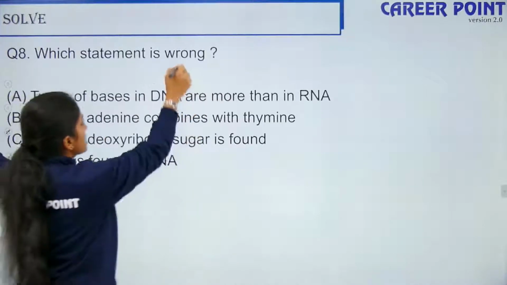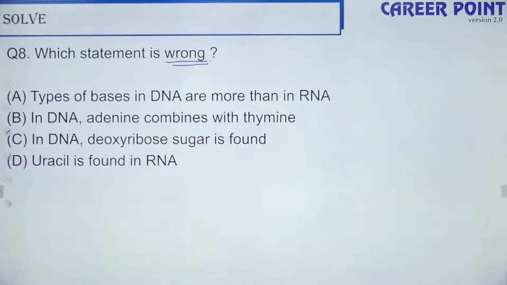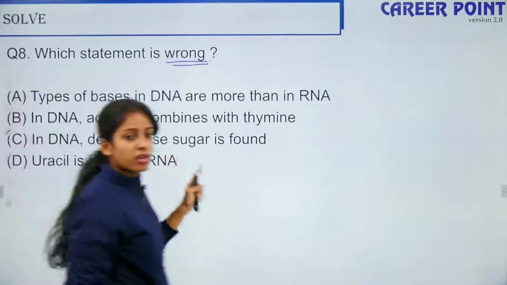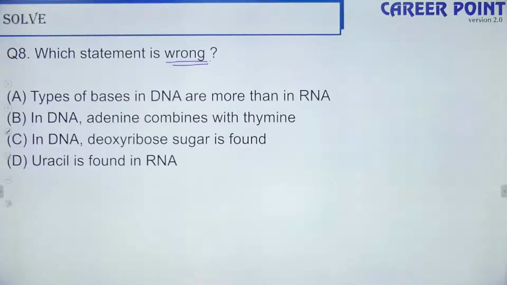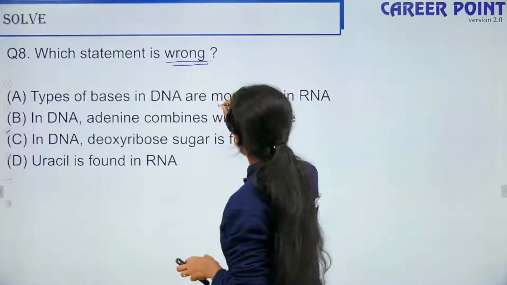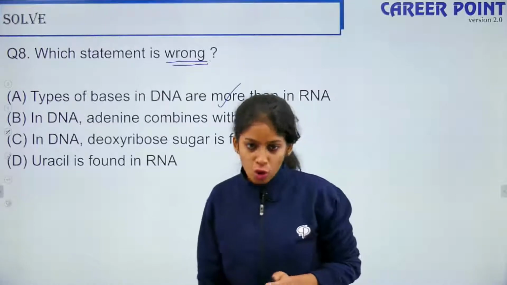Question 8. Which of the statement is wrong here? Types of bases in DNA are more than in RNA. In DNA, adenine combines with thymine. In DNA, deoxyribose sugar is found. So uracil is found in RNA. So which is wrong? Yes, Prince. Okay, so which is wrong? So I guess this is the answer for question 7. So give me the answer for question number 8. Yes, so types of bases in DNA and RNA are the same. It is not more. Okay.